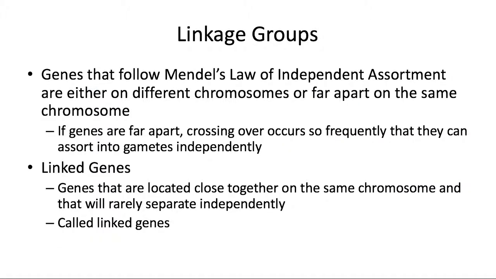So linkage groups. Genes that follow Mendel's law of independent assortment are either on different chromosomes or they are far apart on the same chromosomes. And all the ones that Mendel looked at were just like this. They were either on different chromosomes or they were really far from each other and they segregated independently. If genes are far apart, crossing over occurs so frequently that they can assort into gametes independently. Linked genes, which we'll look at closer later, are genes that are located close together on the same chromosomes and that can't separate from each other, so they're likely to be inherited together. They are called linked genes.